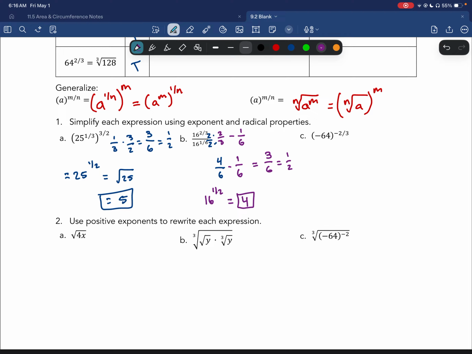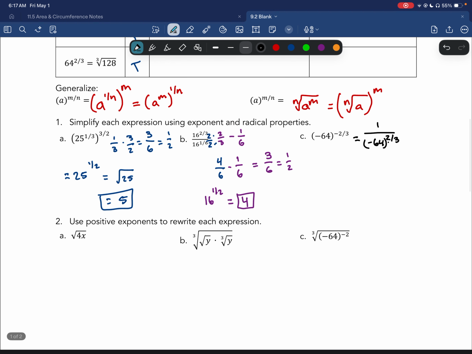All right. On this question right here, I have a negative exponent. And if you remember from last class, we do not like negative exponents. I'm going to get rid of that negative exponent. I am going to make this into a fraction to make my exponent positive. So this is going to be like 1 over negative 64 to the power of positive 2/3. Now I don't have a negative exponent. I'm good to roll.